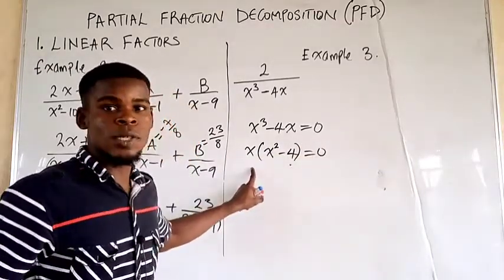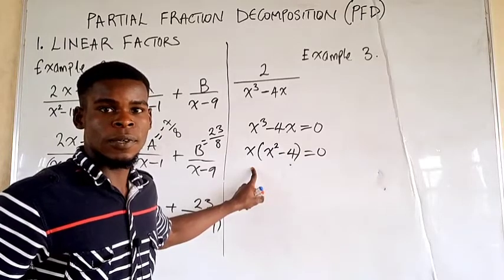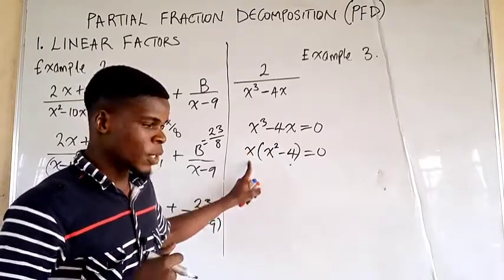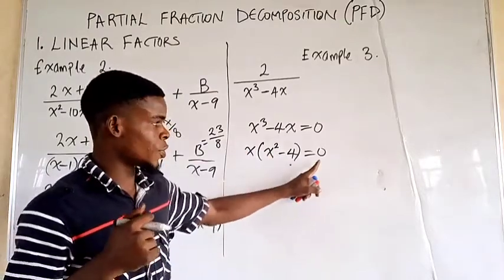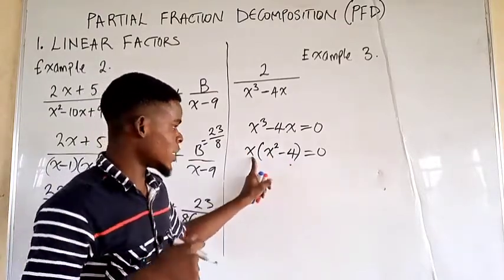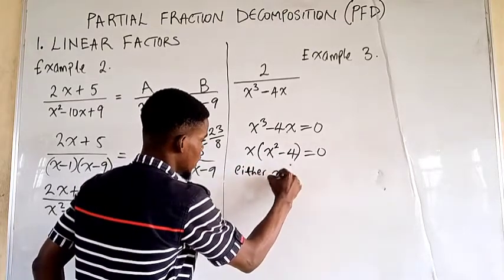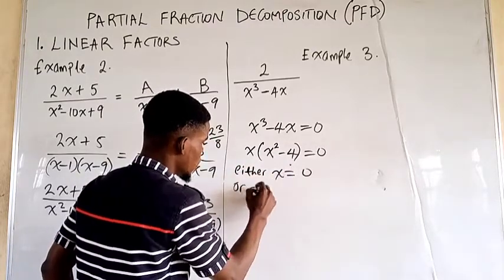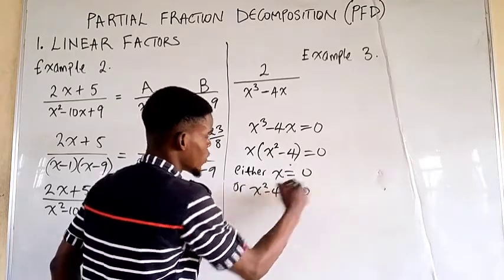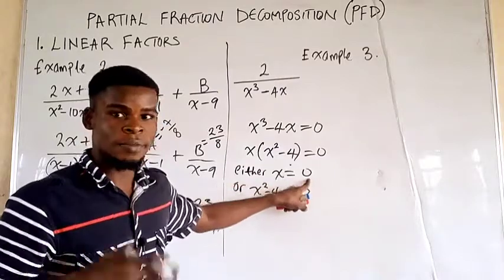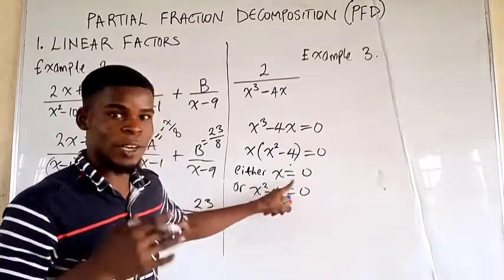So you heard that the sum of two terms is giving you 0. It means that at least one of them must be 0. If something multiplies with the other thing and your result is 0, it means that either x is equal to 0, or x squared minus 4 is 0. So x is equal to 0, there is nothing else to solve for. We've gotten the value of x already.